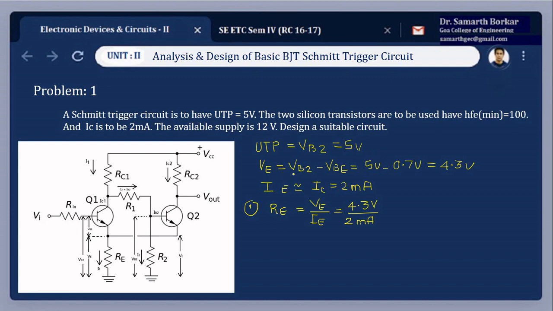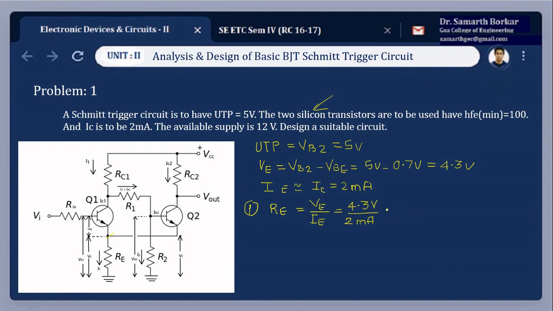VE, that is the emitter voltage, equals VB2 minus VBE. So it's 5 volts minus 0.7, given in the problem statement, equals 4.3 volts. How did I get this as 0.7 volt? It is clearly mentioned here: the transistors are of type silicon. Emitter current is as good as collector current, which equals 2 milliamperes. So we can easily calculate the value of RE, that is the emitter resistance, equals VE divided by IE.